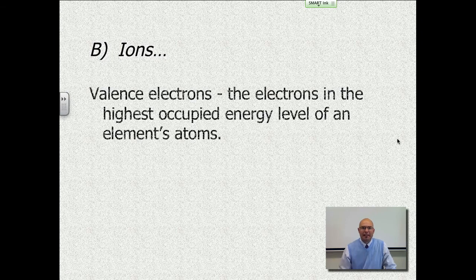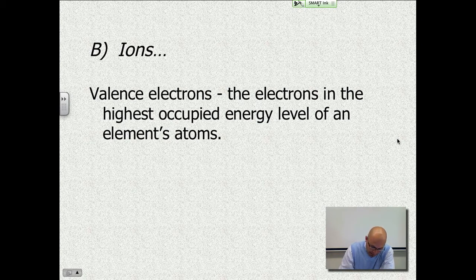All right, so let's talk a little bit more about these ions and kind of what this all means. Ions and valence electrons. Valence electrons, you've heard me say it before, but valence electrons are the electrons in the highest occupied energy level of an element's atoms.